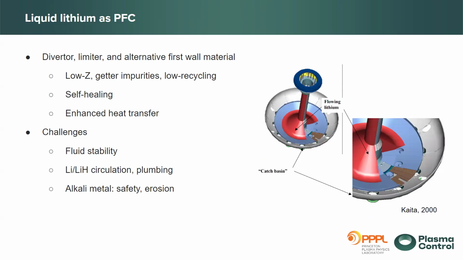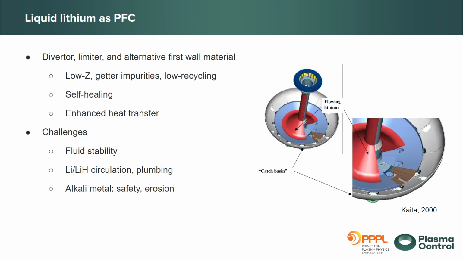I'm just showing here one of the earlier concepts that we had, where you flow lithium from the center stack all the way to the catch basins. This basically has lithium everywhere, with a larger surface area. However, people found out the lithium stability has to do with the length scales and how much lithium you can pull as a surface area.